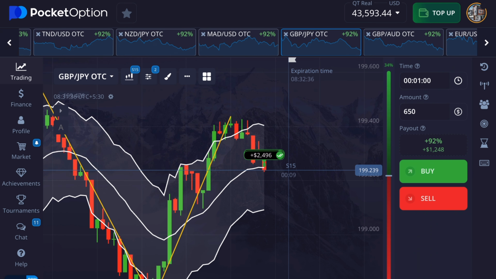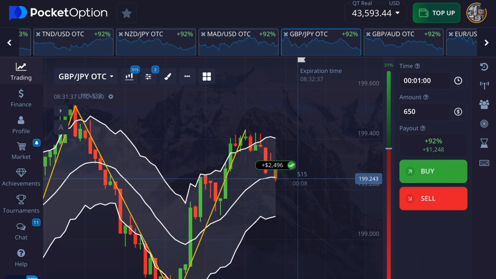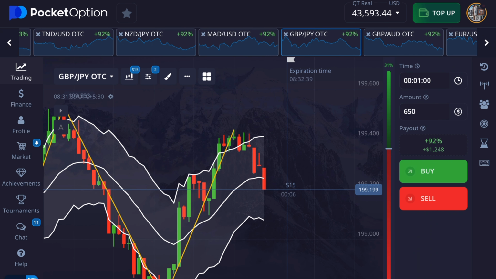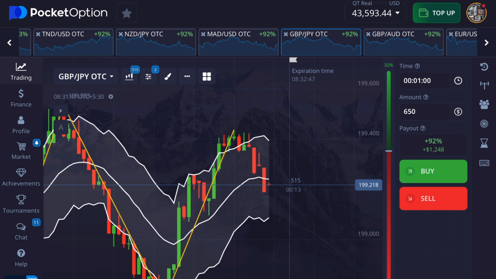So I like this strategy a lot. I use it whenever I feel like it, but I would like to give you one advice. You should try it in a demo account. Only then you will be able to know about this strategy in detail.